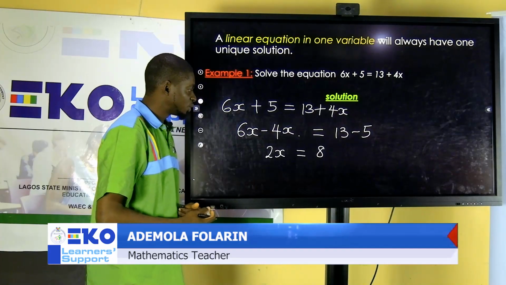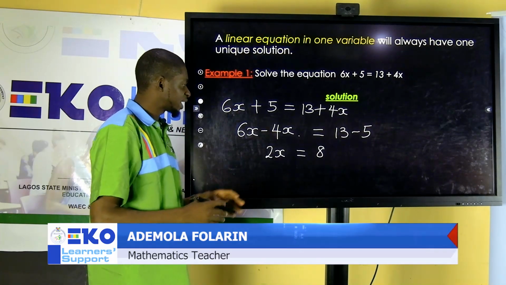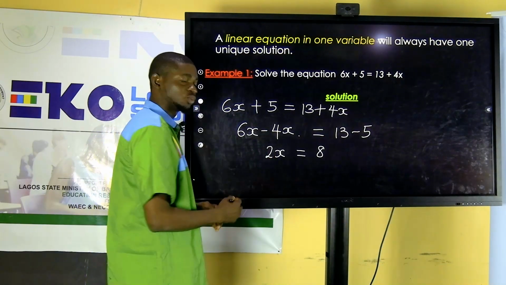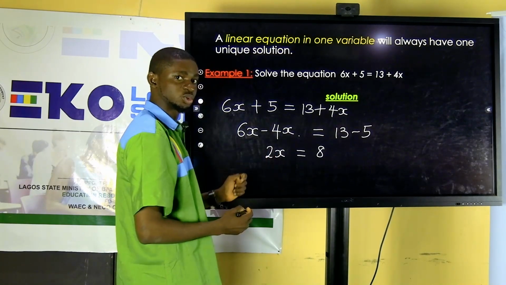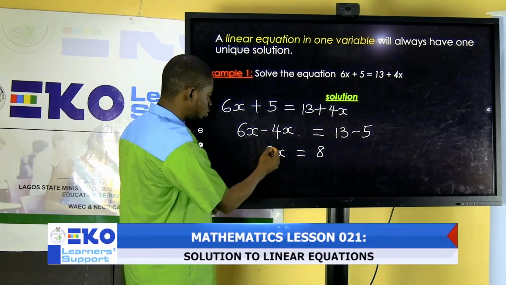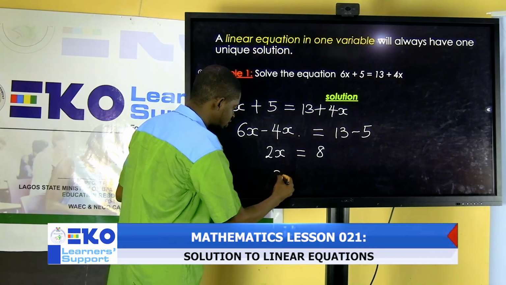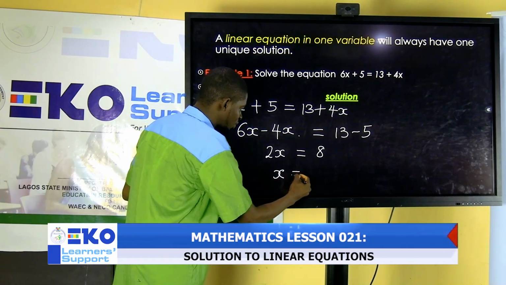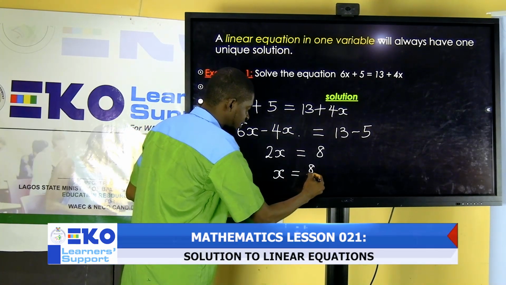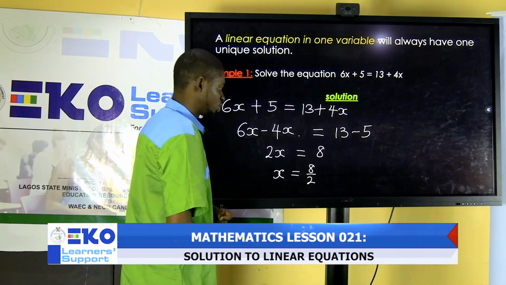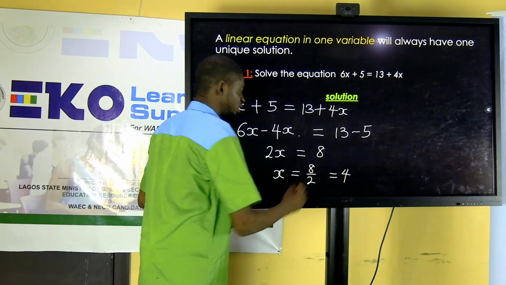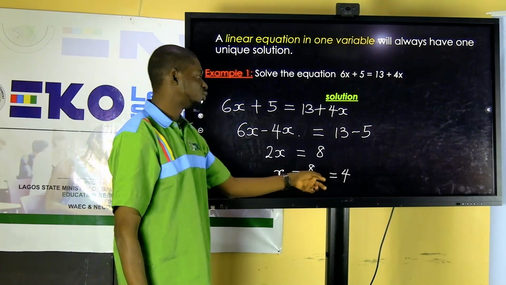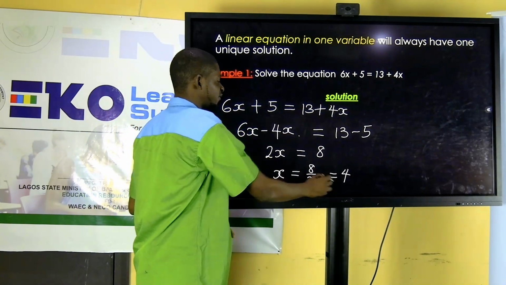Now that we know this, we have to divide both sides by the coefficient of x, which is 2. So if I divide this by 2, I will have 2x over 2. So when I cancel the 2 with the denominator, it gives me just x. While I divide this, 8 divided by 2. So this one will give me 4. That means the unique value that satisfies this is 4.